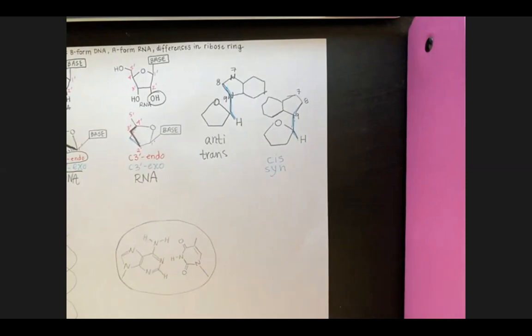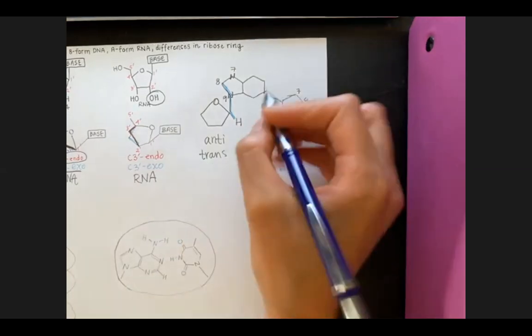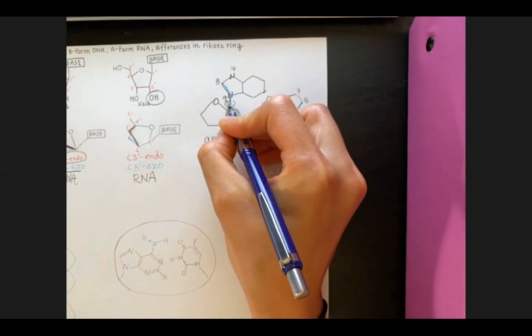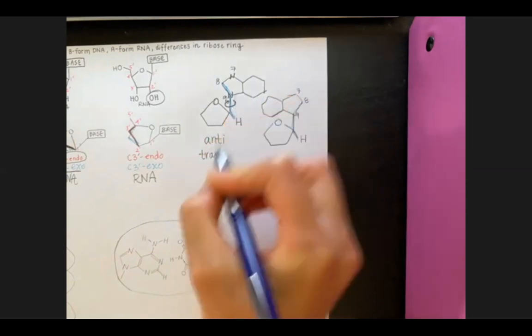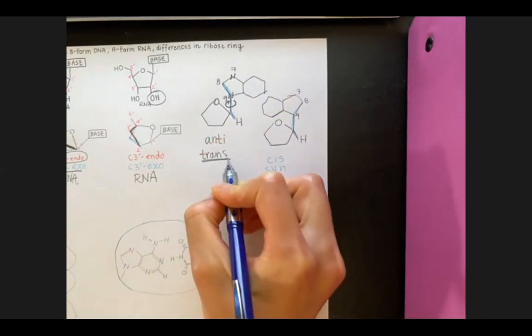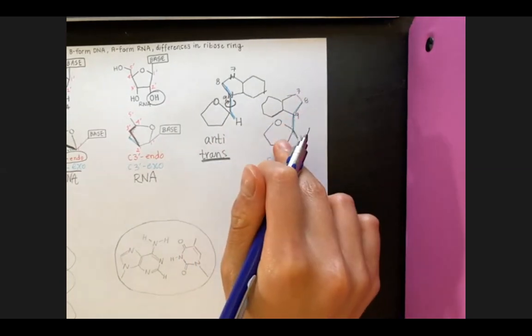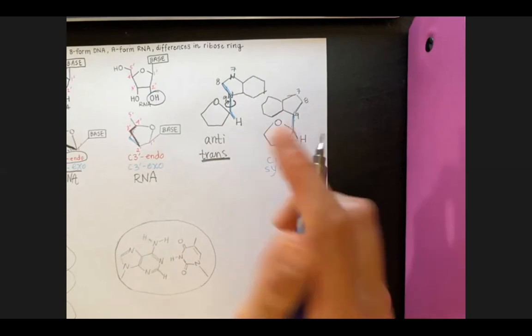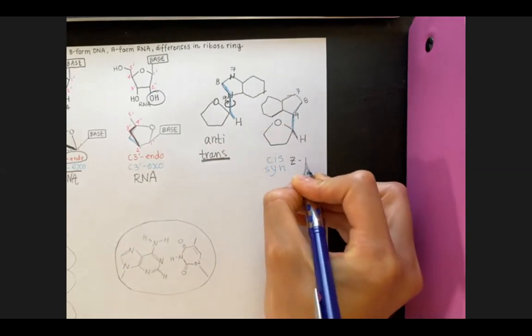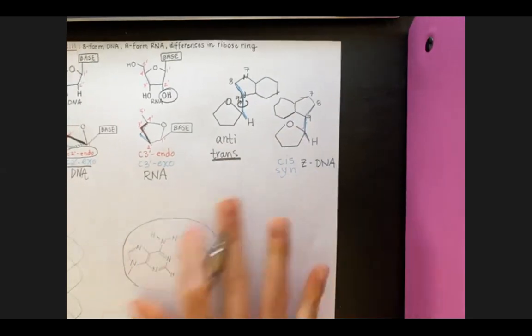A lot of this stuff I think you're going to be going over in lecture next time. Does anyone have questions on this? Okay. Oh, and this is because you can rotate about the glycosidic bond here. And the trans form will generally be favored because there's less steric hindrance, but there are some cases where the syn form is favorable, like in Z-DNA, for example. Okay.